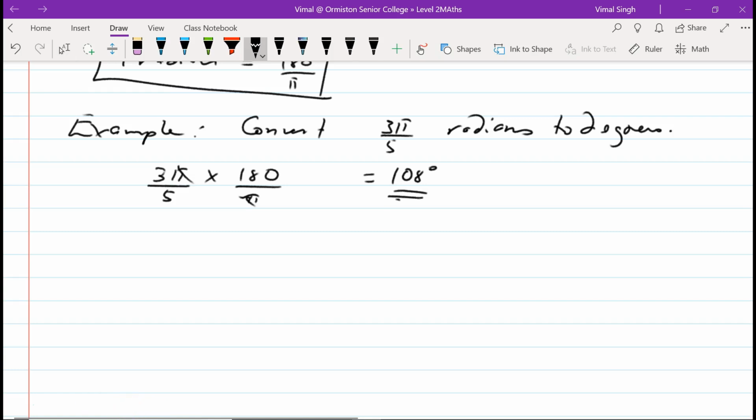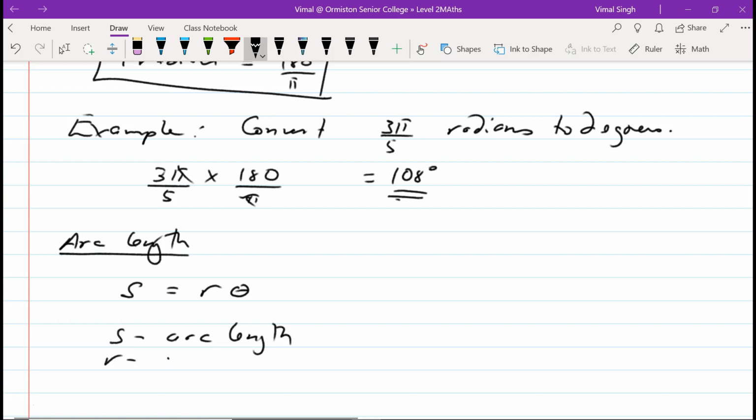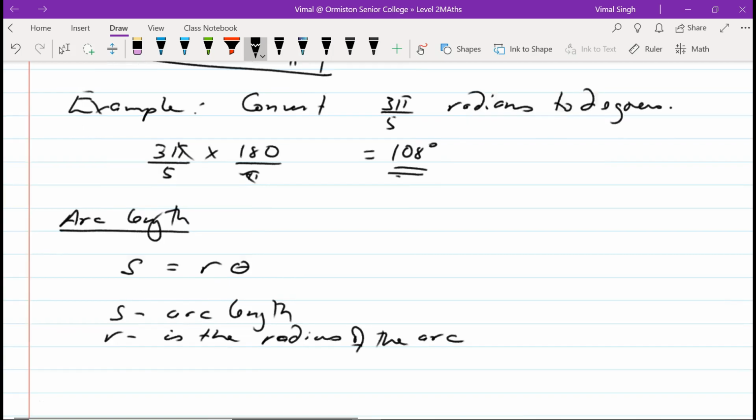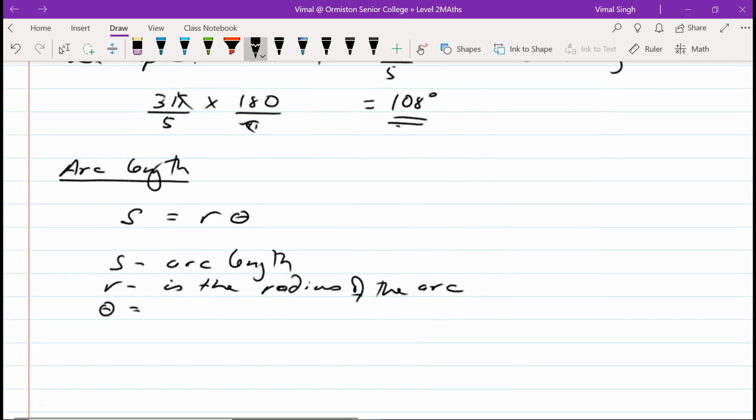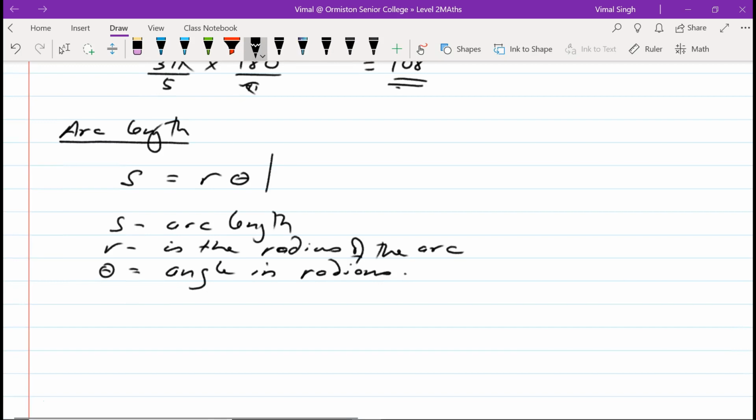Okay, so using the formula for arc length. The arc length formula given is S equal to r theta, where S is the arc length, r is the radius of the arc, and theta is the angle in radians. And make sure if you're using this formula, then your angle has to be in radians. So this is for the arc length.